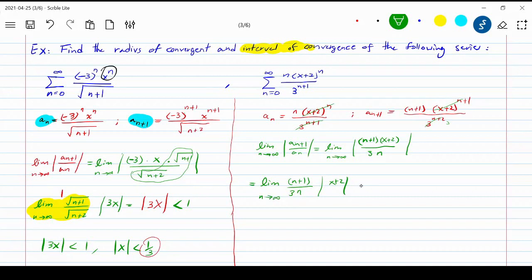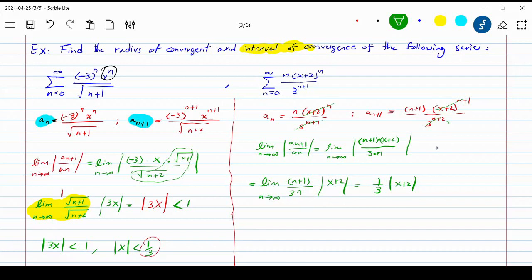infinity. You cannot add the 2 outside. Be careful with that. I'm just taking out the multiplication part. These terms are multiplied. Since they're always positive, I can write it outside the absolute value. This simplifies to that ratio being 1 as n approaches infinity. So we have 1/3 times the absolute value of x plus 2.